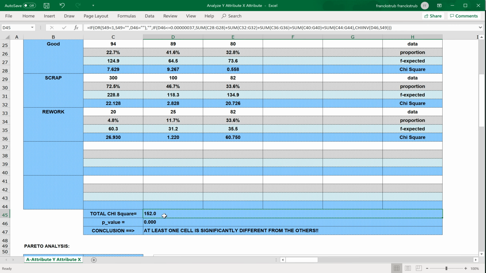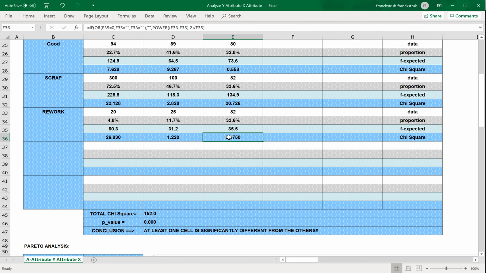It will give a total of 152, and this is very interesting because in case you have a p-value less than 5%, which is the case here, the conclusion of the chi-square test is given to you by the tool: at least one cell is significantly different from the others. But the point now is to understand which cell. And the cell which is the most significantly different is the one with the greatest individual chi-square value.